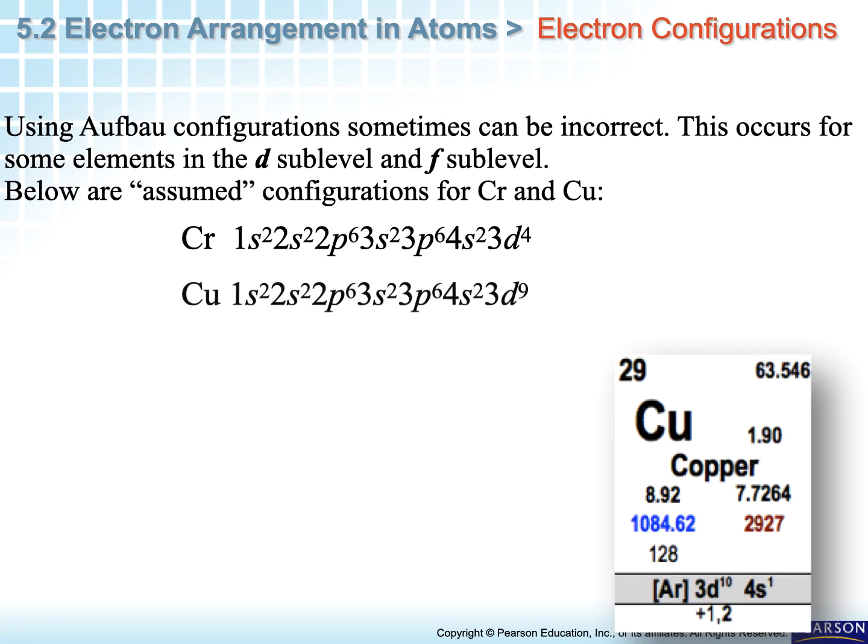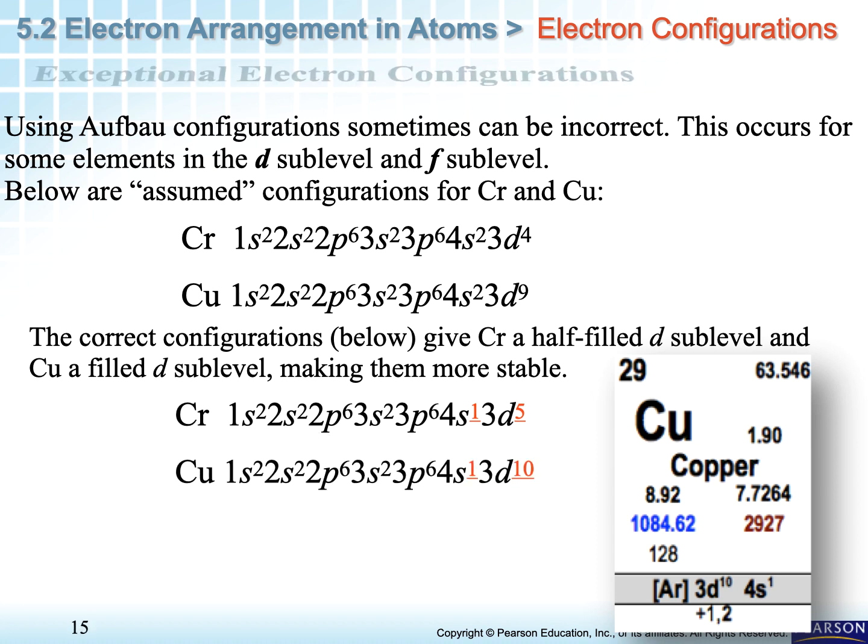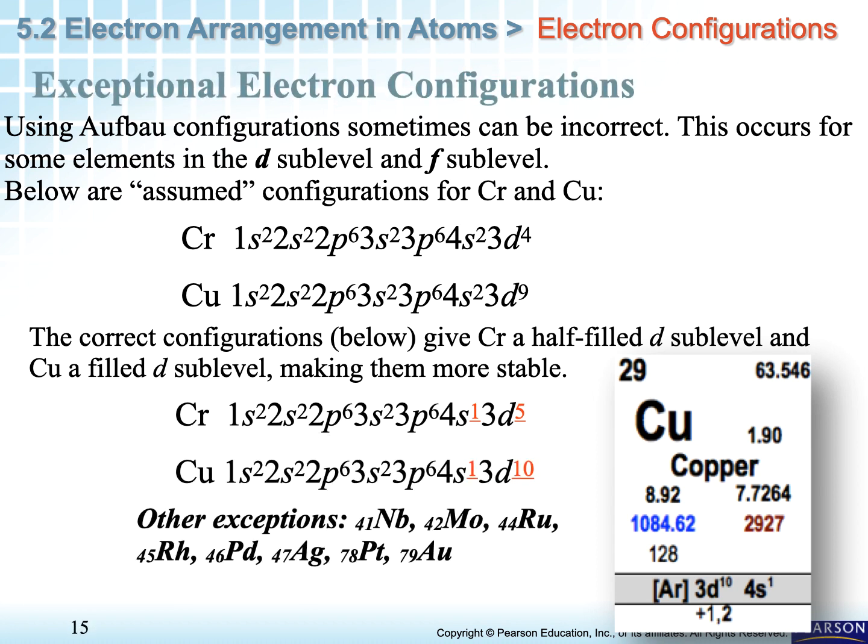Now, using Aufbau sometimes can be incorrect. This occurs in some elements in the D sublevel and some in the F sublevel. Below are the assumed configurations for chromium number 24 and copper number 29. If I'm following Aufbau and I fill all my inners, I should get 1s2, 2s2, up to 3d4, because that would give me 24. Same thing with copper. I should have 4s2, 3d9 for my last row, because that would make 29.